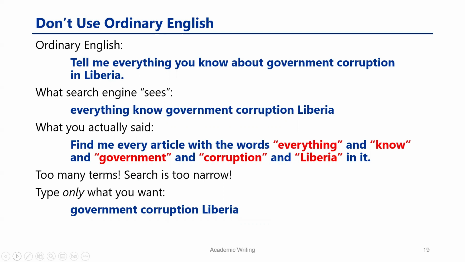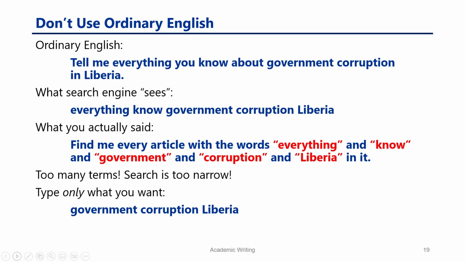Now, here's a very important thing to know about using search engines. You may have watched some science fiction movies where people go to a computer and they just talk to it in English. But we don't want to use ordinary English when interacting with a search engine. For example, if this was one of those movies, we might say something like, "Tell me everything you know about government corruption in Liberia."